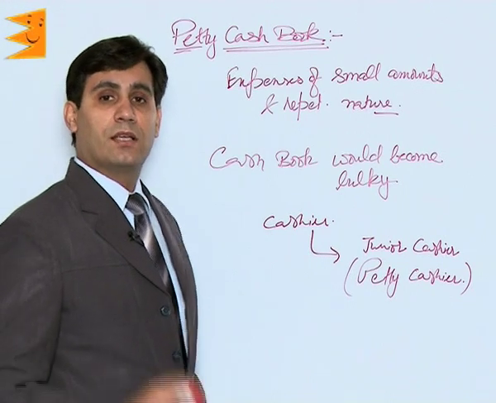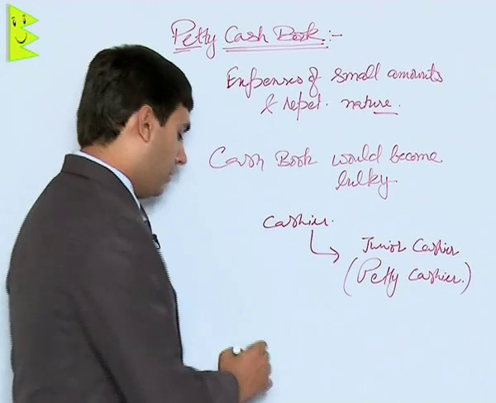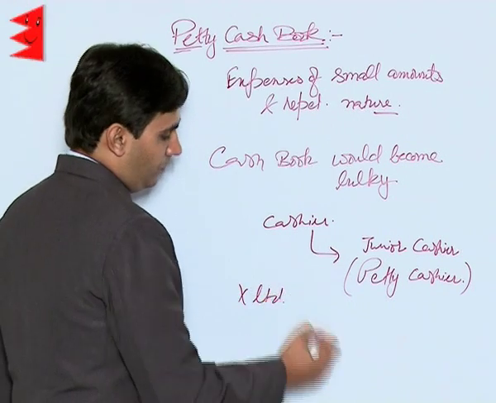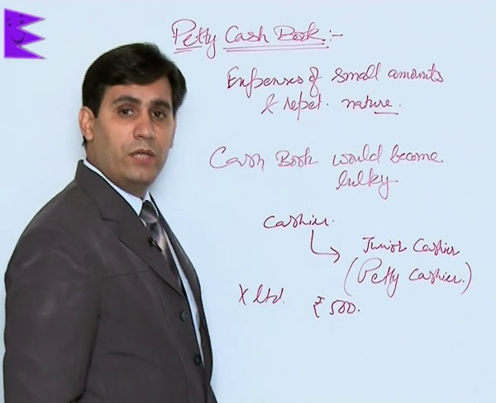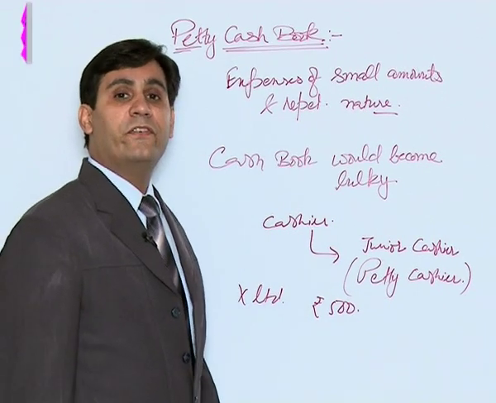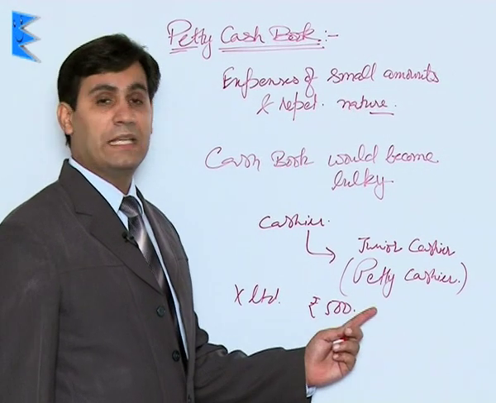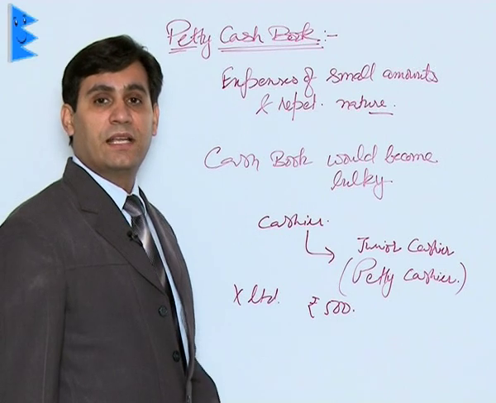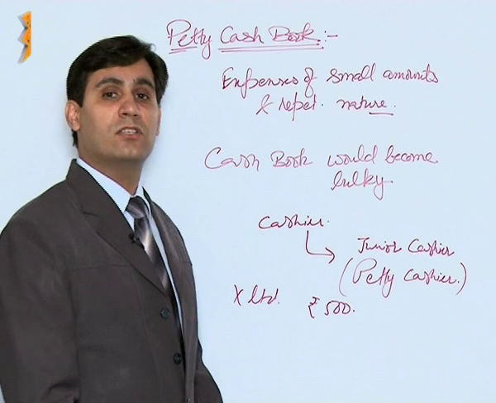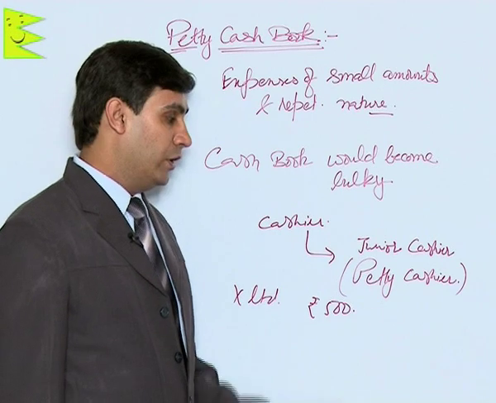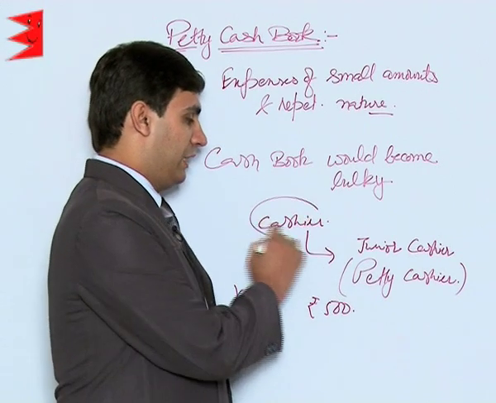Usually what is done is a small amount is fixed. Let us take an example that in organization X Limited, this amount has been fixed at rupees 500. That means any worker or any employee, if he incurs an expense of up to rupees 500, can go to the petty cashier, submit the details and get the amount reimbursed, or get that particular item or cash equivalent to that item from the petty cashier. That is, he need not go and trouble the cashier every time.